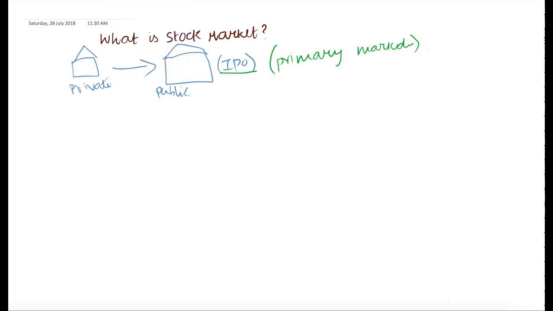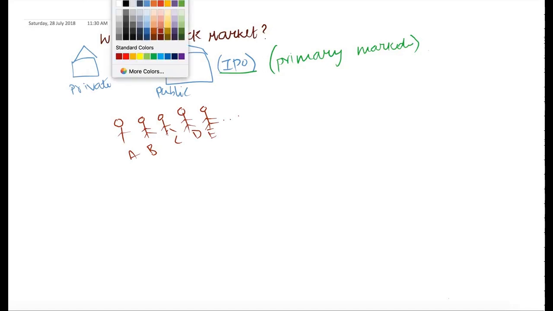Suppose these are the public people who bought shares of that company via the IPO. So A, B, C, D, E and so on bought the shares of that company from the primary market called IPO. Once these people have bought the shares from the primary market, the IPO expires. Then these people can trade the stocks on the stock exchange.